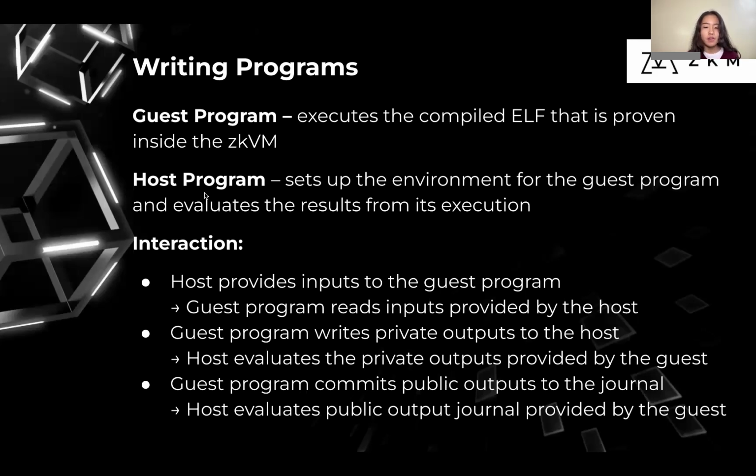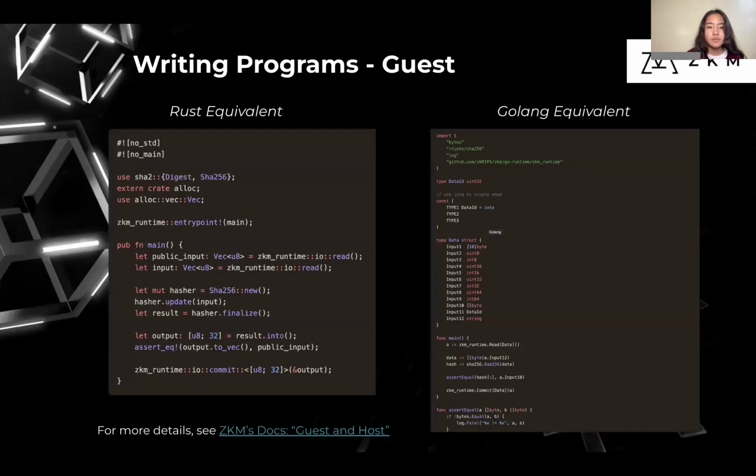The host program, on the other hand, will set up the environment for that guest program and evaluate the results from the guest execution. So its main functions here, instead of reading the inputs, it supplies the inputs to the guest program. It'll evaluate the private outputs provided by the guest, and then it'll also evaluate the public journal output that is also provided by the guest. So those are the main interactions that we see between the guest and host programs.